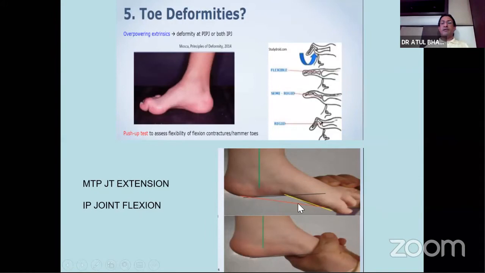So when you get a mild cavus, there's a drop only in the first ray, and you may get only a mild equinus of the forefoot, but not of the hindfoot. So be careful when you inspect mild deformities where the deformity is located. We'll come to the test for the flexibility.